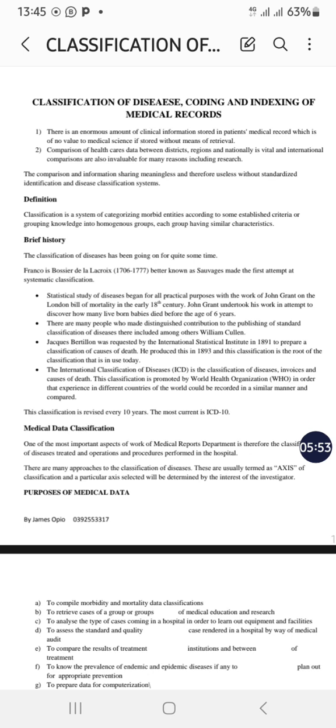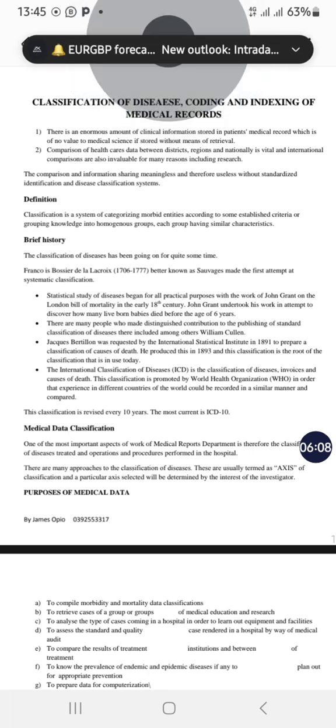Now, in this attempt, the statistical study also began for all practical purposes, and the person who started this statistical study was a gentleman called John Grant, on the London Bills of Mortality in the early 18th century.